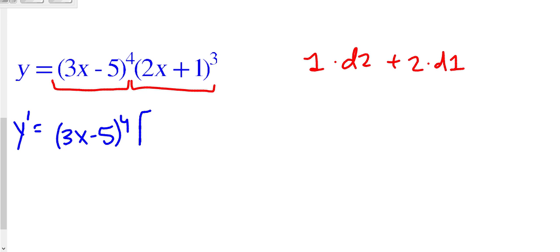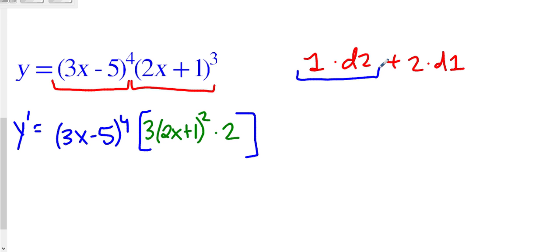Then I take the derivative of 2x plus 1 all cubed. That means I use the chain rule. Bring down the 3, leave 2x plus 1. 3 minus 1 is 2, times the derivative of the inside, which is 2. I've only done the first half of my product rule, so I have to do plus the second. So I leave 2x plus 1 cubed alone.